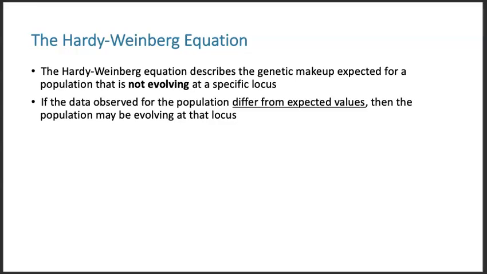So if the data differs from the expected values, right? Remember, we were expecting P to equal 0.8 and Q to equal 0.2. If it differs from that in the next generation, then we might be having some evolution going on here.